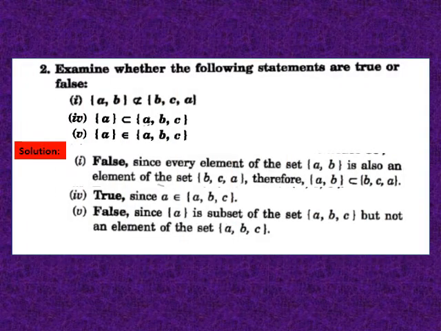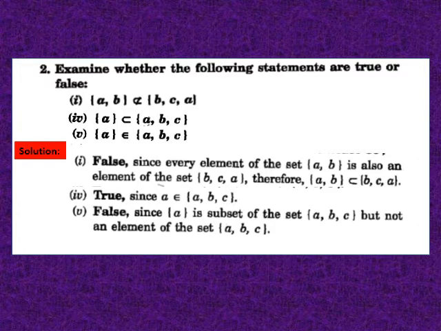Okay, coming to question number 2. Examine whether the following statements are true or false. It is given that {a, b} is not a subset of {b, c, a}. It is clearly false because the elements of the first set are present in the second set, though it must be a set. So this will be false.